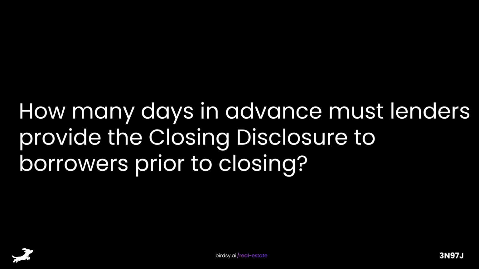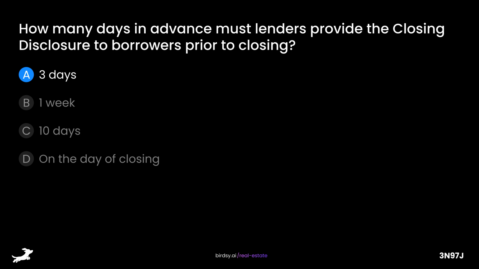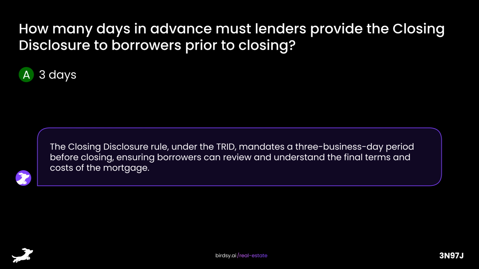How many days in advance must lenders provide the closing disclosure to borrowers prior to closing? Is it A, 3 days, B, 1 week, C, 10 days, or D, on the day of closing? The answer is A, 3 days. The closing disclosure rule under the TRID mandates a 3 business day period before closing, ensuring borrowers can review and understand the final terms and costs of the mortgage.